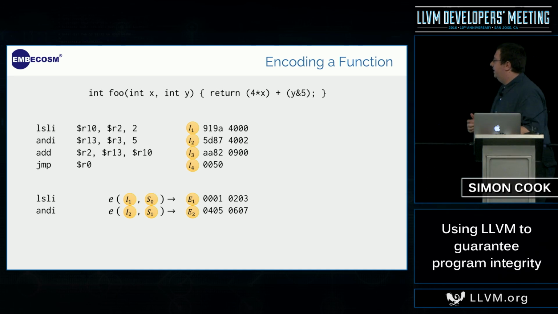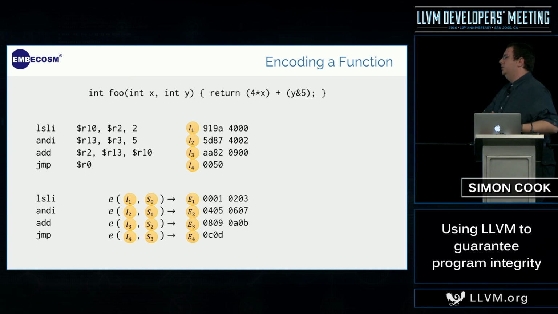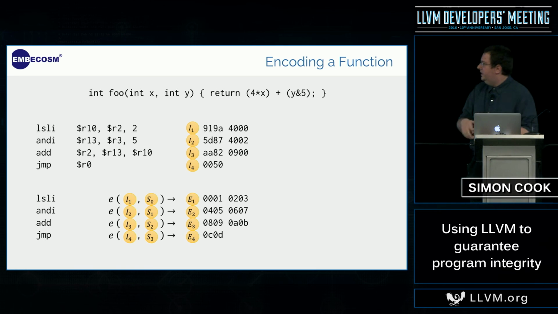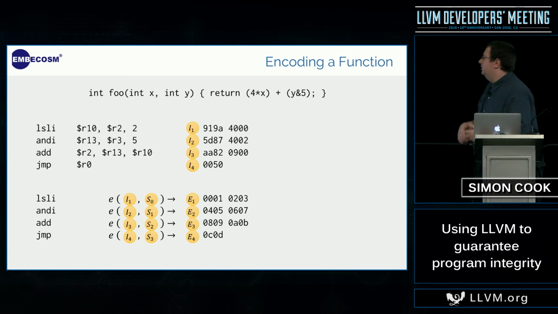Now, the important thing to note here is that if I was then to jump from the first instruction to the third and try and bypass the second one, I wouldn't execute the instruction I was expecting. Depending on the encoding space of your architecture, you can detect this and stop execution before something bad happens. So this system works quite well for a single basic block.